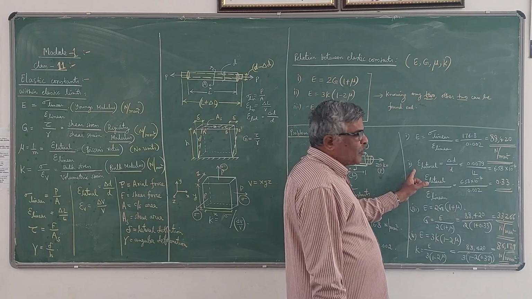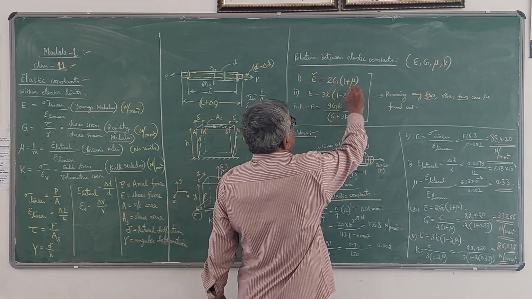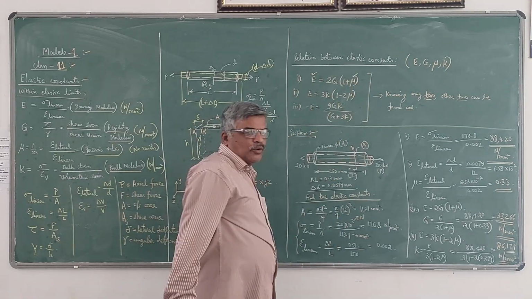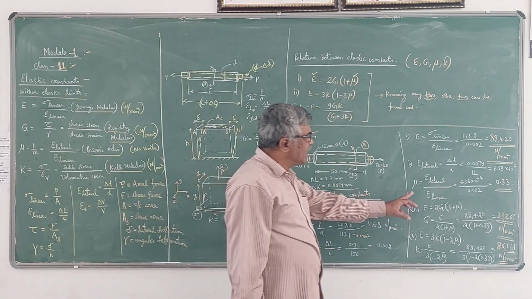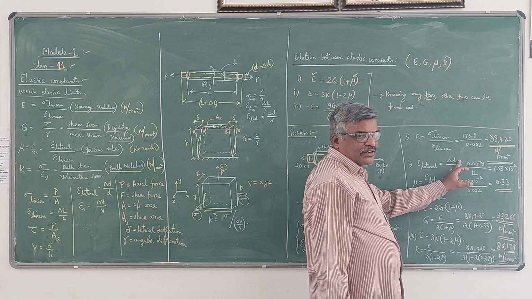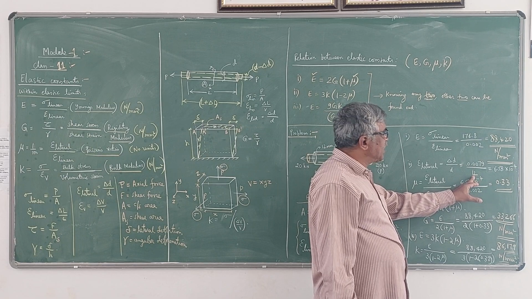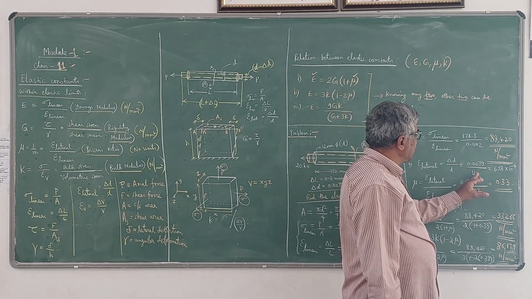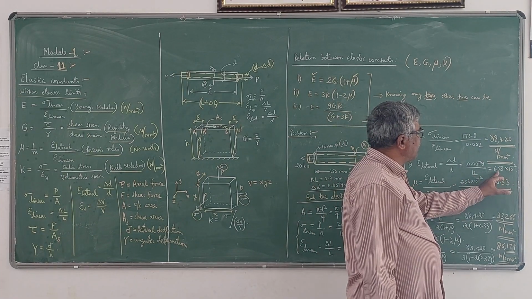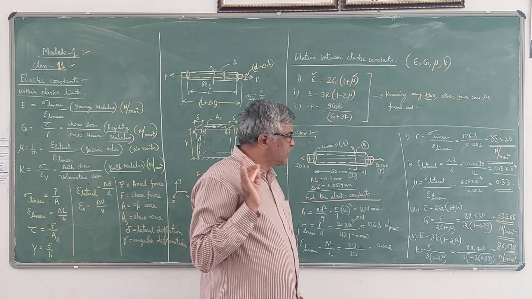So E value is known now. Then to find out the mu value, you have to get the lateral strain. So lateral strain epsilon lateral is equal to delta D by D. So change in diameter divided by initial diameter, 0.0079 by 12. You are going to get this value 6.58 into 10 power minus 4. That also doesn't have any units.